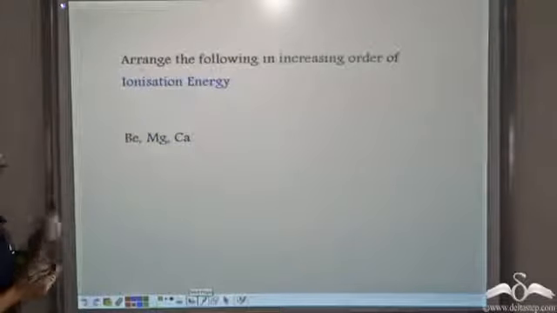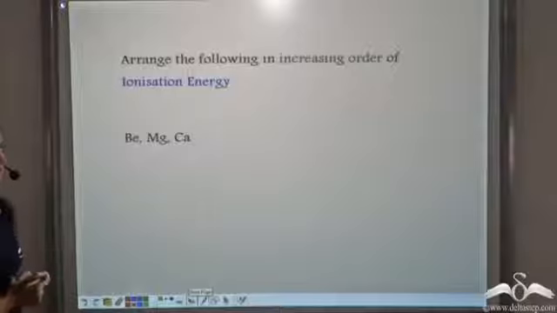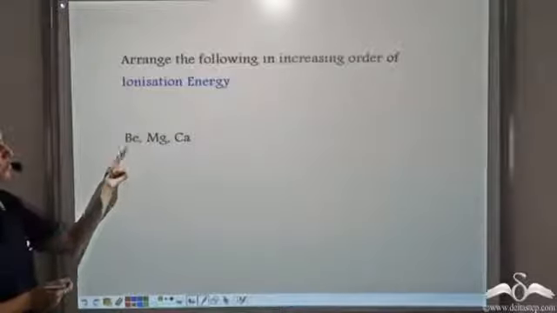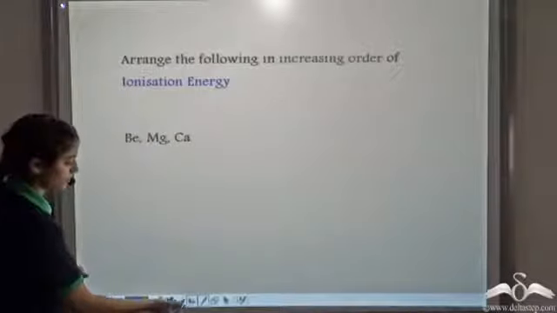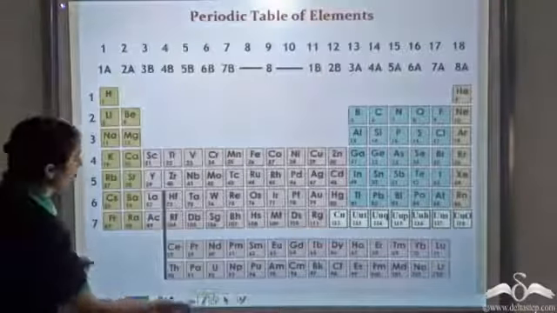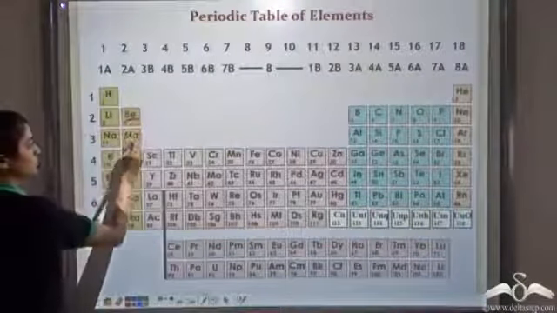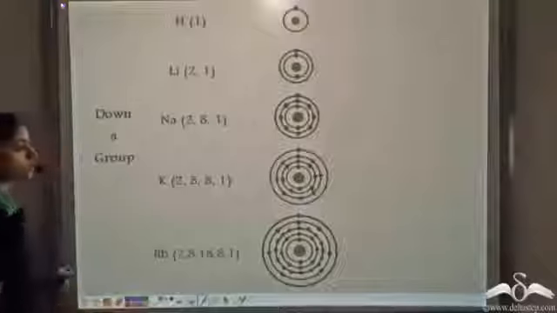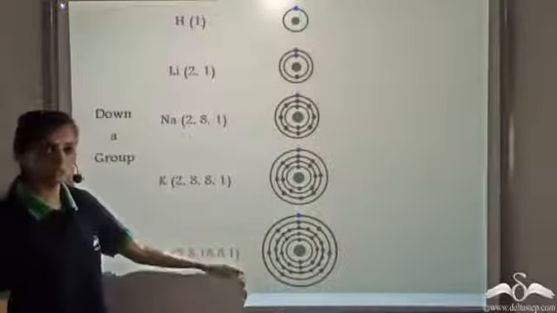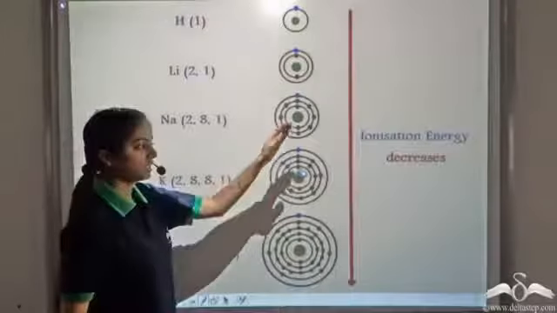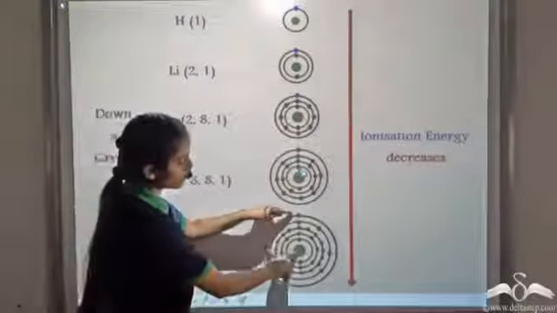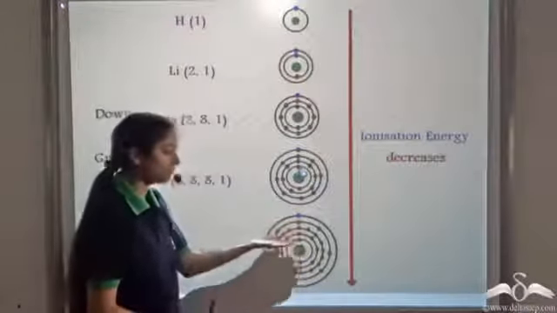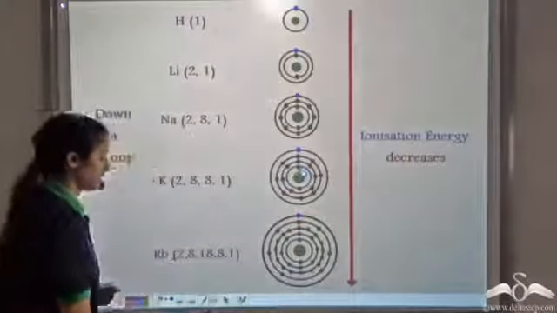So we have these three elements: beryllium, magnesium, and calcium. We have to arrange them in the increasing order of ionization energy. Let's try to locate these three elements in the periodic table. So we have beryllium, magnesium, and calcium. They lie in a group. So we just saw that when we move from top to bottom in a group, the ionization energy decreases. This is because the distance between the nucleus and the outermost shell increases. Lesser energy is required to remove this electron from the atom, and so the ionization energy decreases.